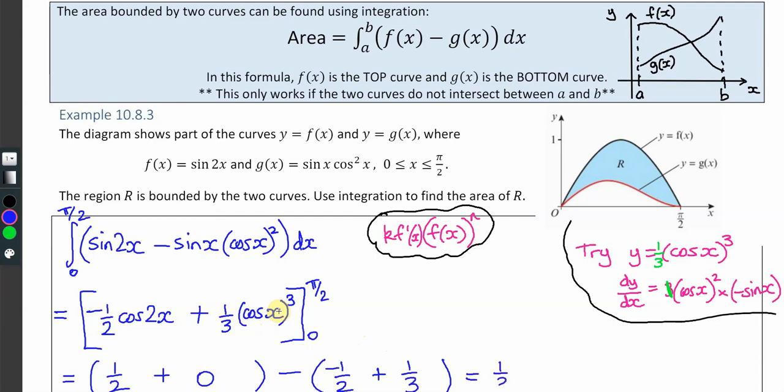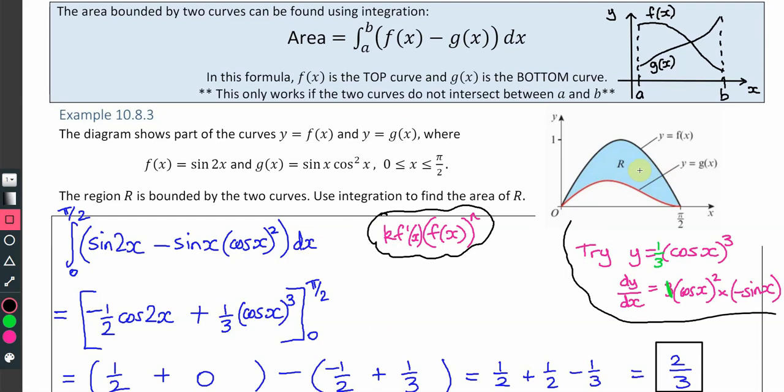So this is 1/2, and by expanding the second pair of brackets, plus a half, but take away a third. So that's a whole, take away a third, which is 2/3. So the exact area of R is 2/3.